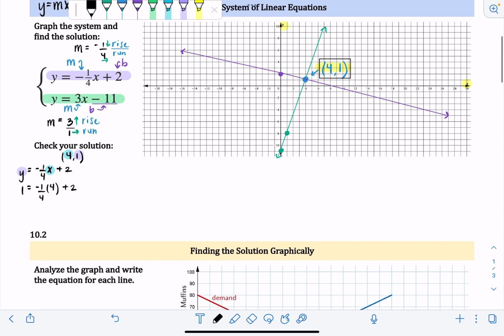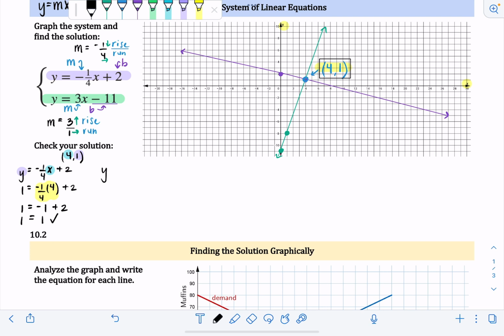And then I would multiply negative 1/4 times 4. A fourth of 4, and "of" usually means multiplication, is just 1. So if I multiply those two together, negative 1/4 times 4, that would be negative 1. And then bring down the plus 2, and bring down my 1. On the right side of the equal sign, negative 1 plus 2 is positive 1. So that equation is true because we got the same number on each side. So that check worked, and then we just want to check the other one also.